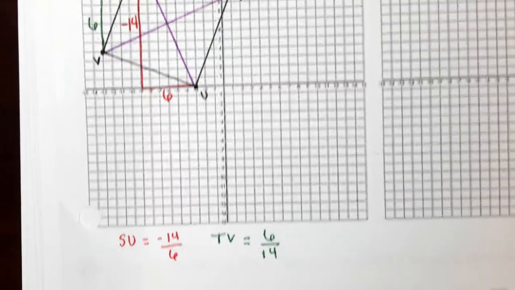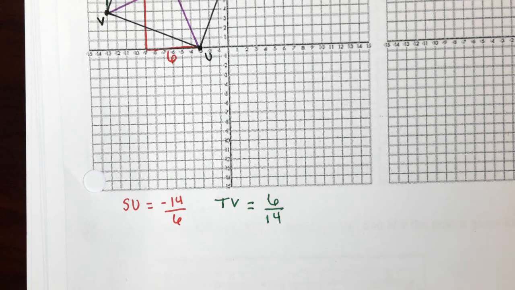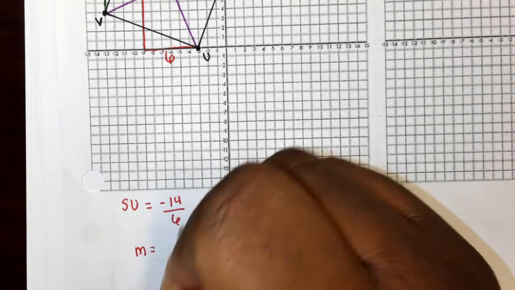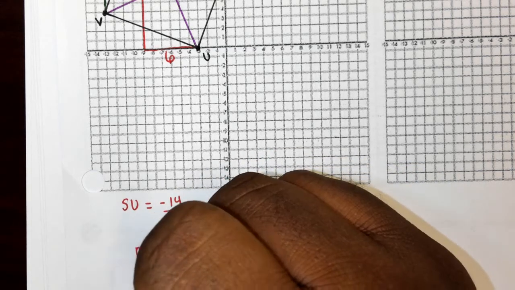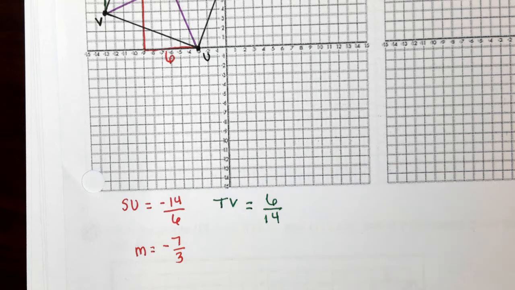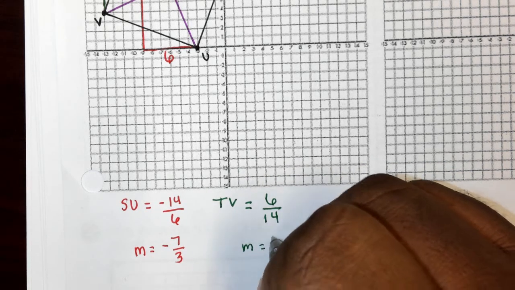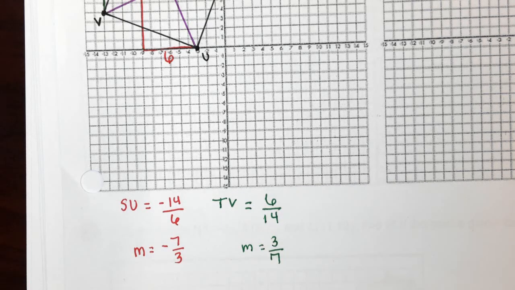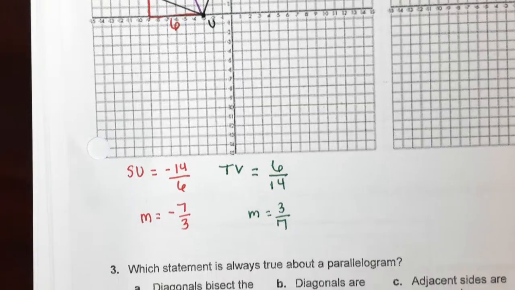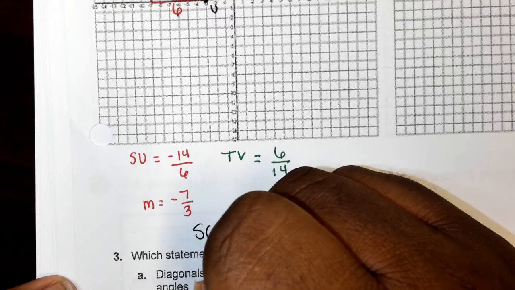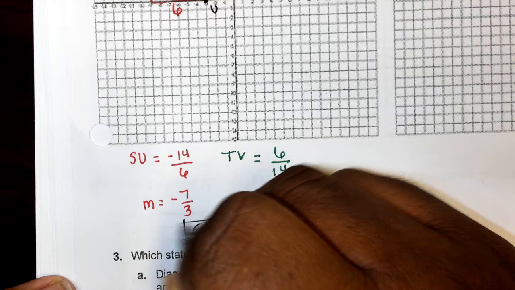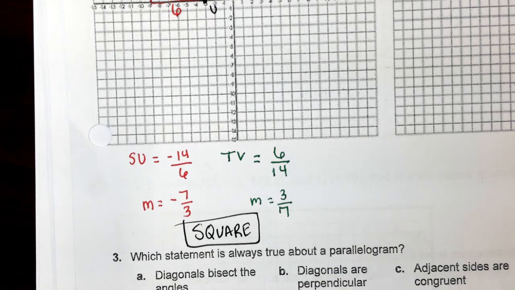So obviously, even without reducing, y'all can see these are opposite reciprocal slopes. If you wanted to reduce them, you could. I mean, you don't have to. Reducing this, divide by 2 on top and bottom, negative 7 over 3. And this other one would be 3 over 7. These are opposite reciprocal slopes. So they are perpendicular. It's perpendicular and the diagonals are congruent. This is a square. This is the check that you should do. Should is the key word.